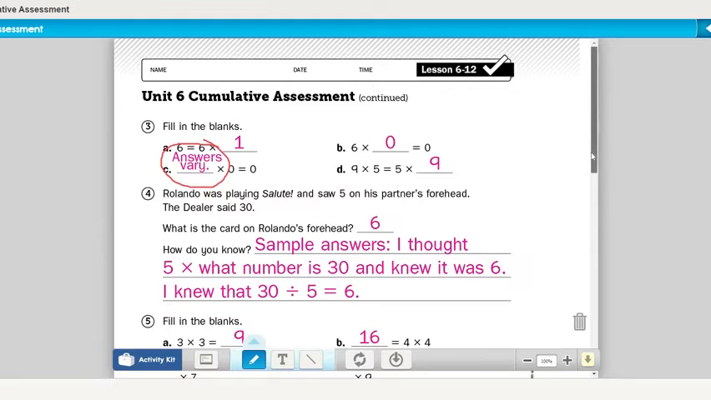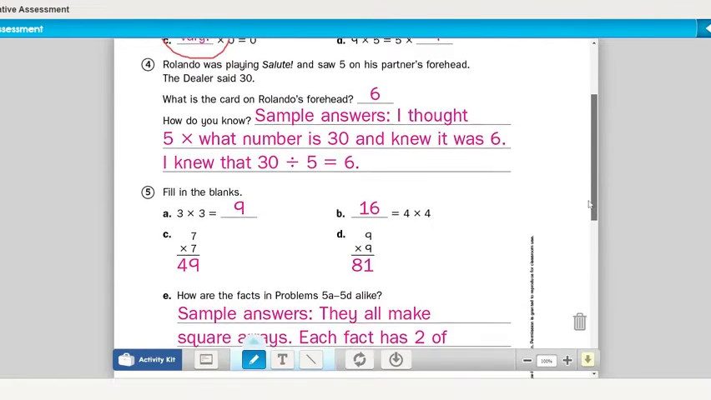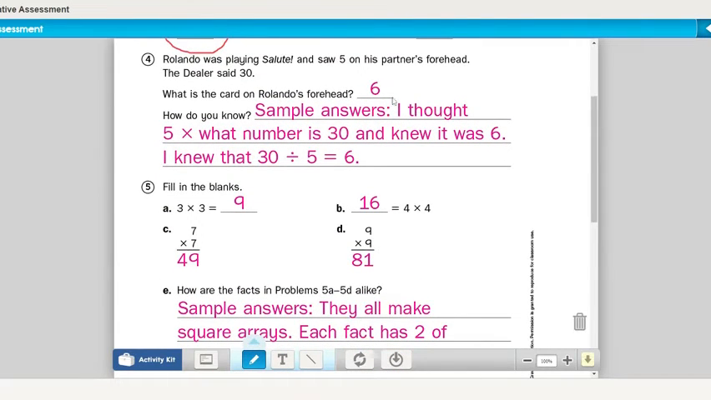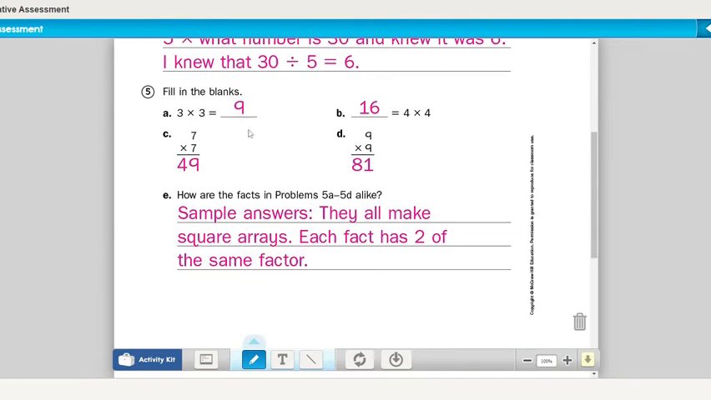Here we have playing salute. He should have 6 on his forehead. How did you get that? It's just an example. I thought 5 times what is 30, and I knew it was 6. I knew that 30 divided by 5 is 6. 9, 16, 49, 81. Hopefully you're practicing these facts at home, getting faster and faster.